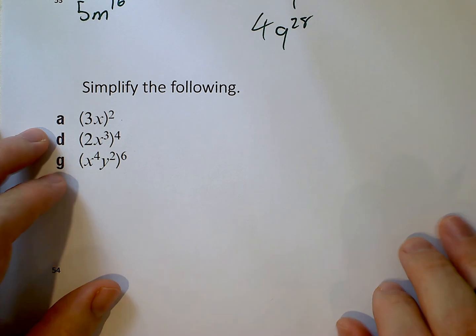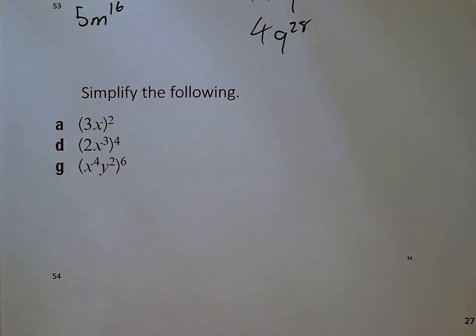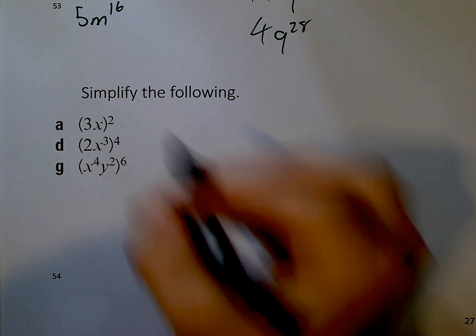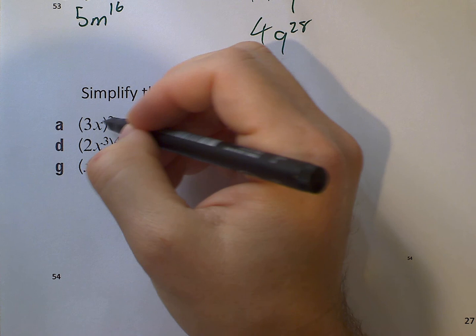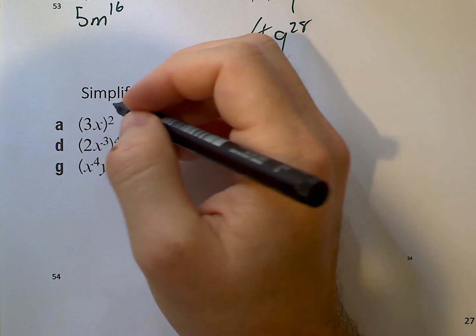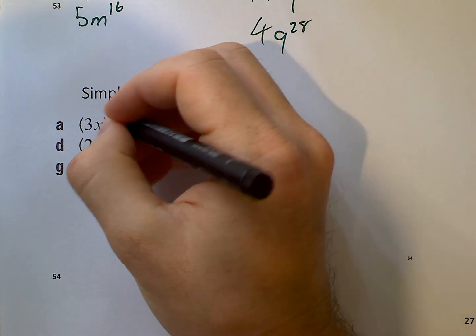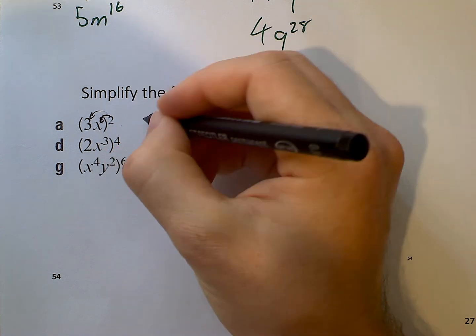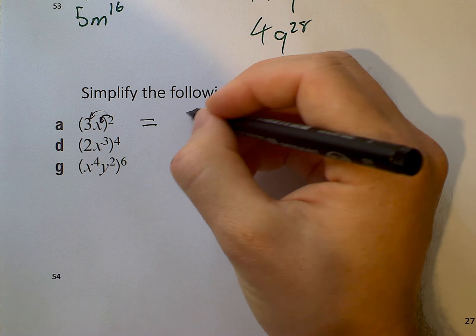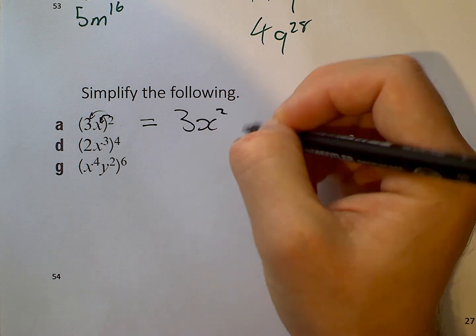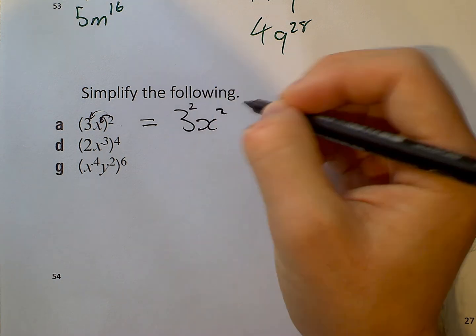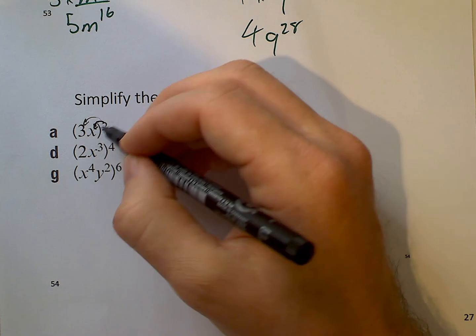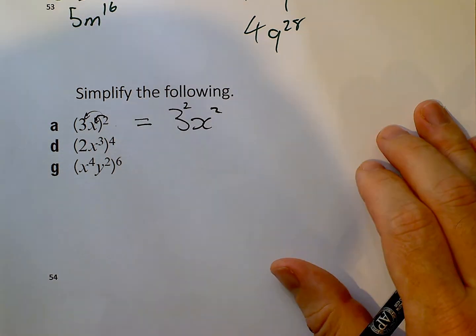Okay. Now, these ones I think are probably the hardest ones. So when we're doing powers on powers, anything that's inside this bracket is going to have the power of 2. So we're going to put this 2 to the 3 and this 2 to the x as well. So what this actually becomes is not just 3x squared, but becomes 3 squared x squared. So that 2 gets multiplied to both of them.